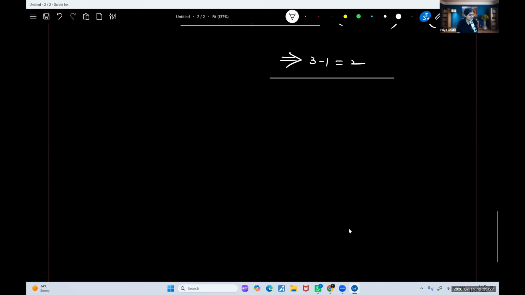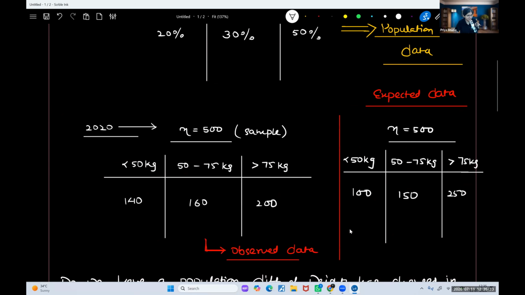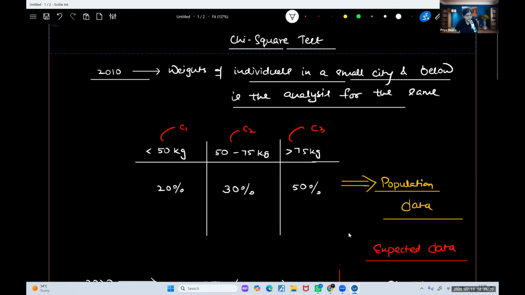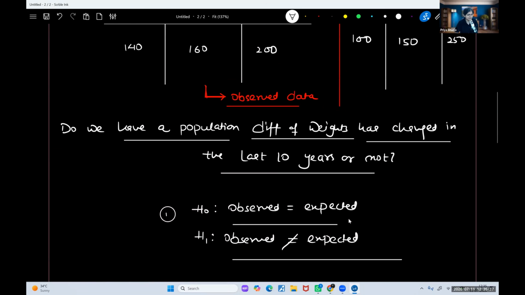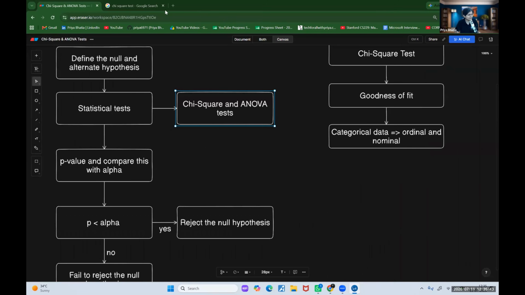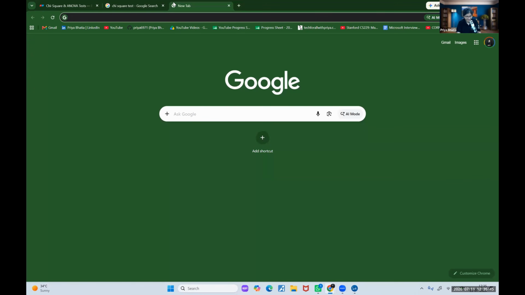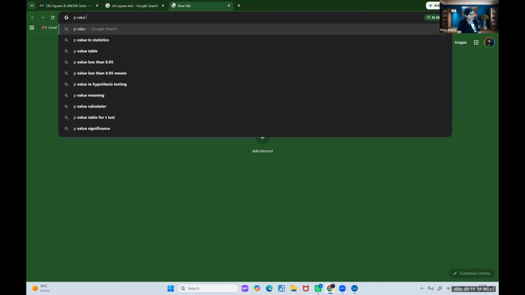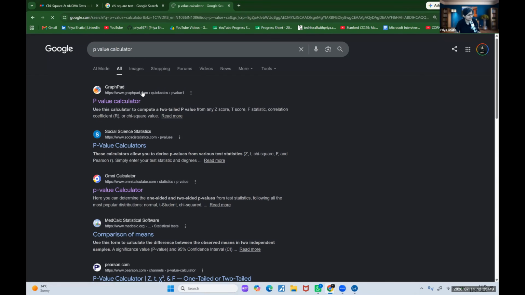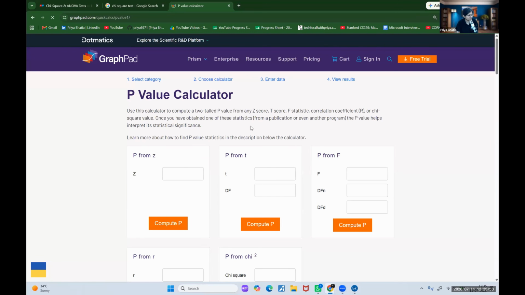If I say, what will be the value of P? What is the P value? Whenever the value of alpha is not given, you can consider the value of alpha as a constant 0.05. Now, the only thing left is to evaluate the value of P. So we can open our P value calculator.